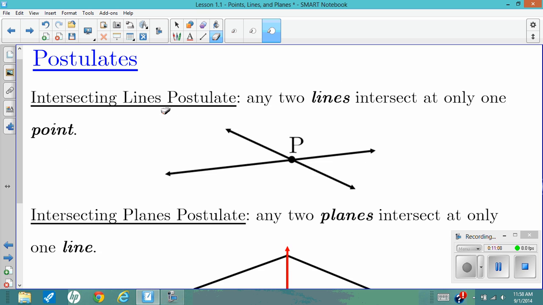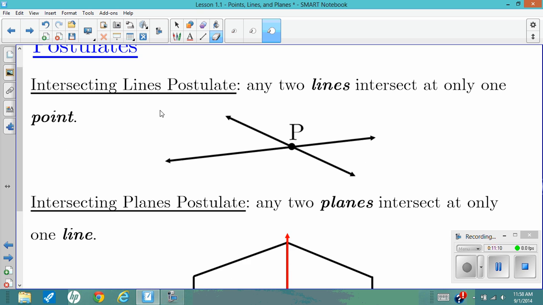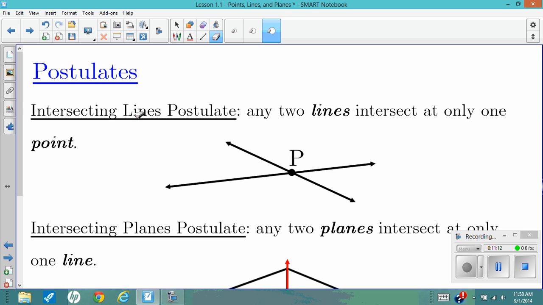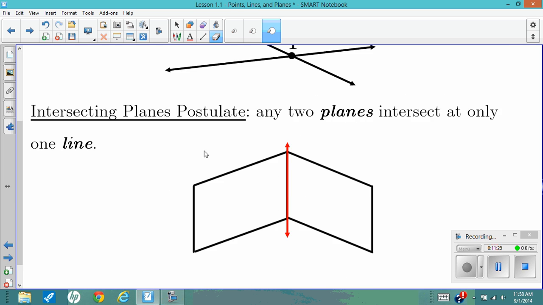So we're going to learn 2 postulates right now. If 2 lines intersect, they intersect and they make 1 point. So these 2 lines here, we don't need to label them. They intersect and they make this point, point P. Similarly, if 2 planes intersect, they make a line. So these 2 planes, this one over here to the right, this one to the left, where they cross, they make a line.